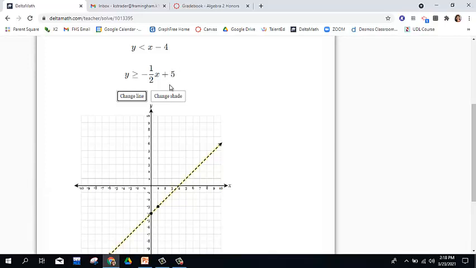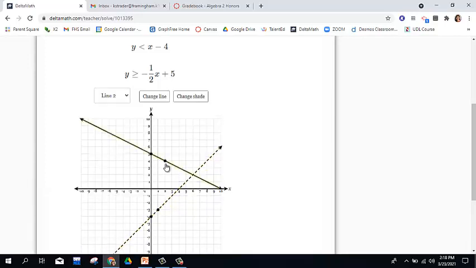The second line has a y-intercept at 5 and has a slope of -1/2. That means we're going to go down 1, because 1 is in the numerator, and right 2 spaces, because 2 is the denominator. And we're going to think about whether this line should be solid or dashed. Look at our symbol. It includes the equal sign, so I'm going to leave this as a solid line. So that was step 1. We graphed our lines, and we made sure that they were either dashed or solid.